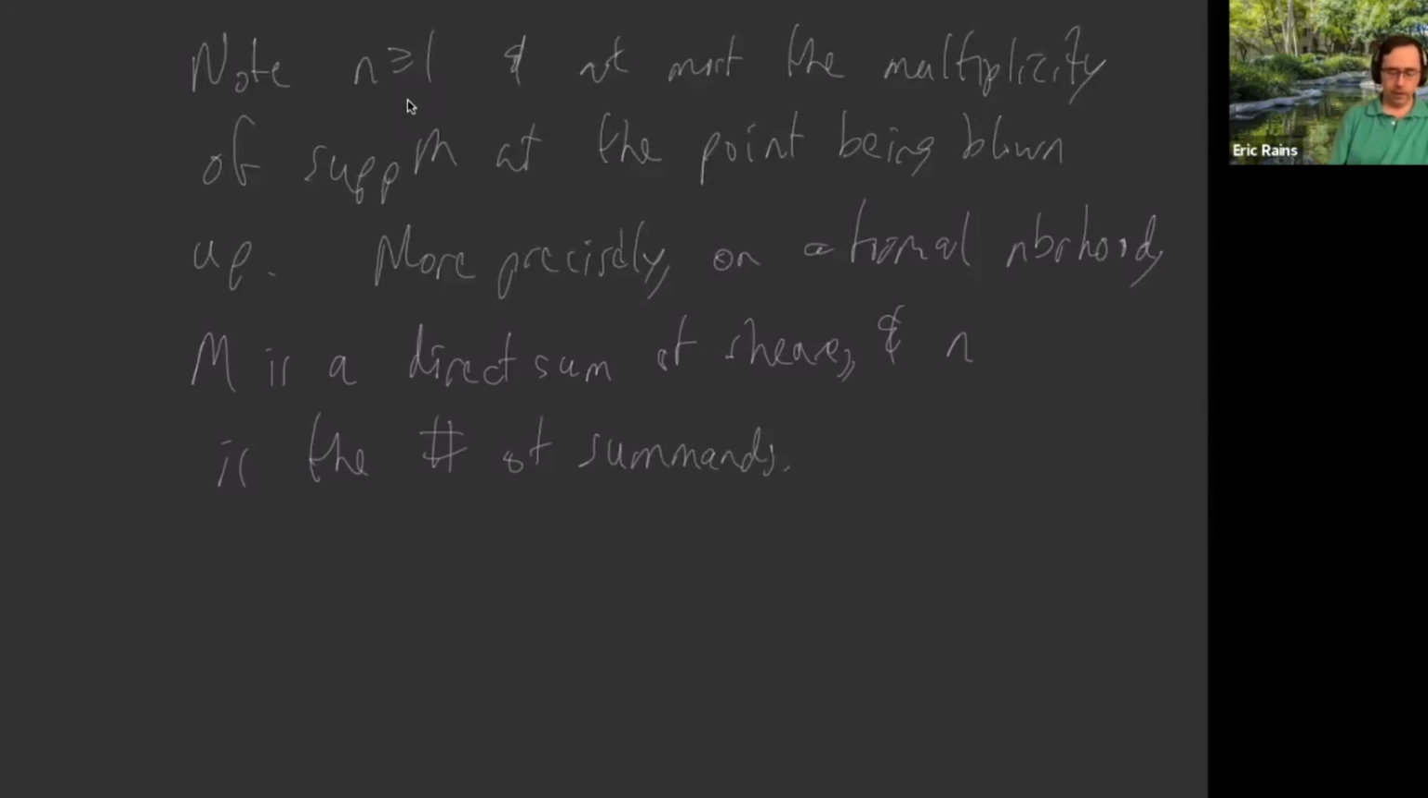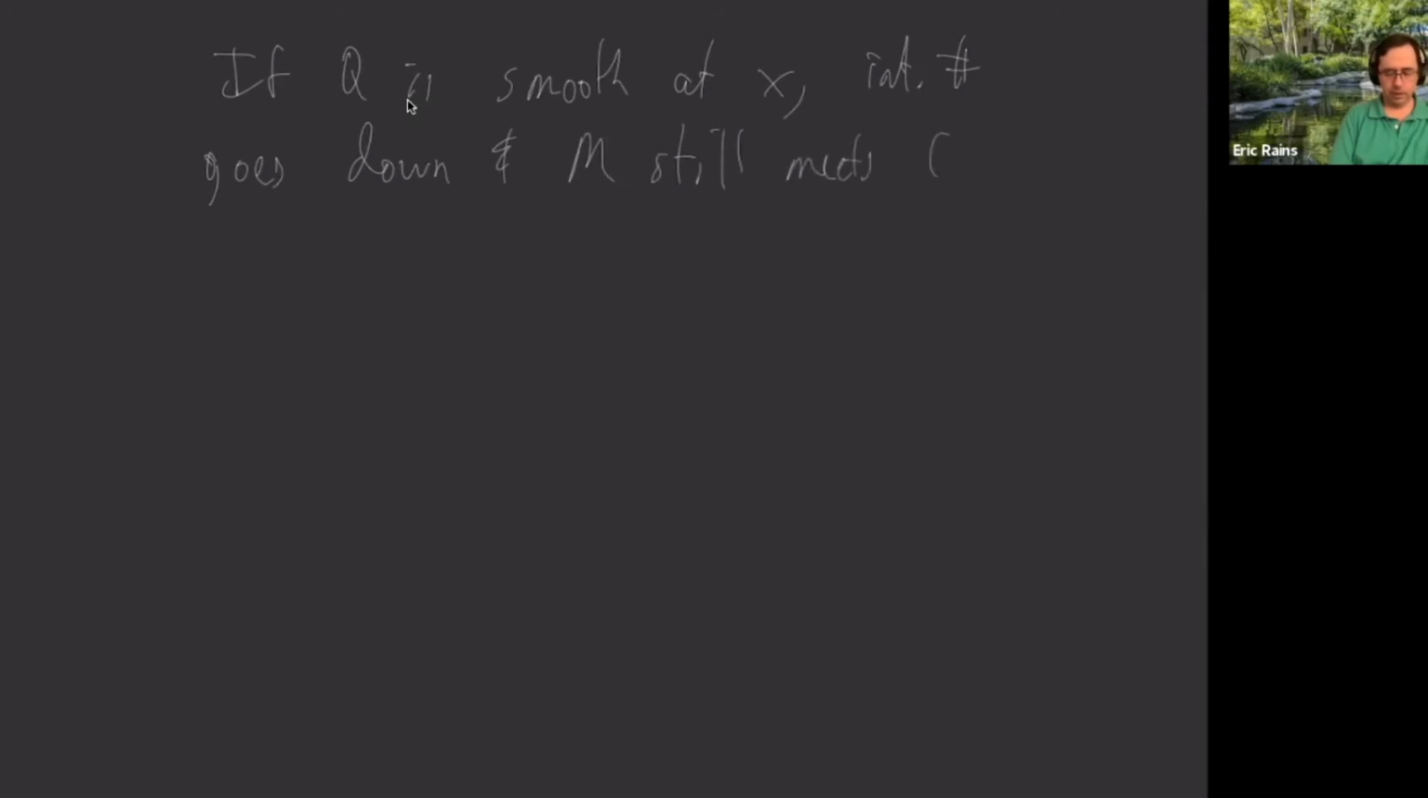Okay. Now, we see that if Q is smooth at X, the intersection number goes down. And M still meets Q transversely. That is, there's no component in common. So we can iterate.